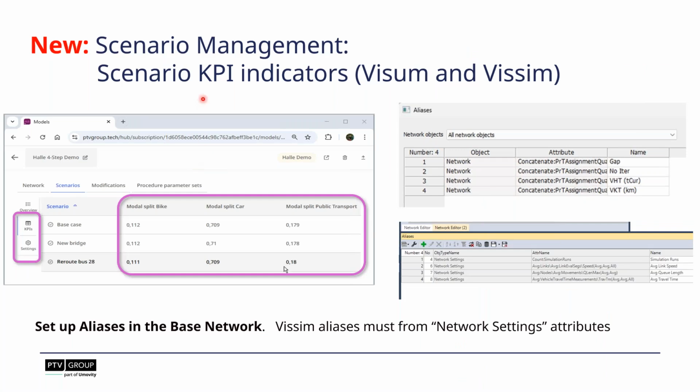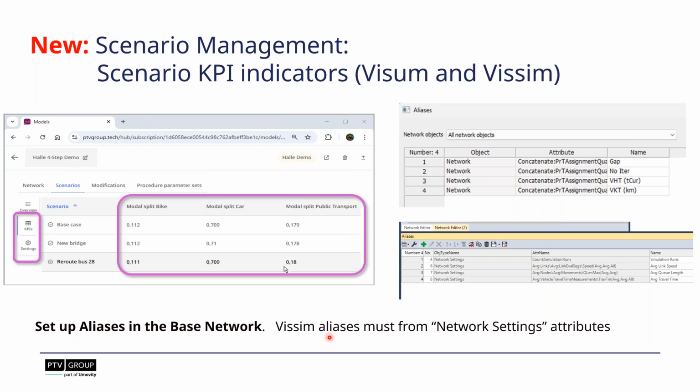And then lastly, you saw this a few times, so I'll kind of go over it really fast. The scenario management within Hub has these KPI indicators, and it's available for Visum and Vissim to see these KPI indicators. One note, when you're setting this up, you need to do the aliases. So it's controlled by the aliases within Visum and Vissim. You need to set these up in the base network so they're available across all scenarios. So that is one important thing to know.